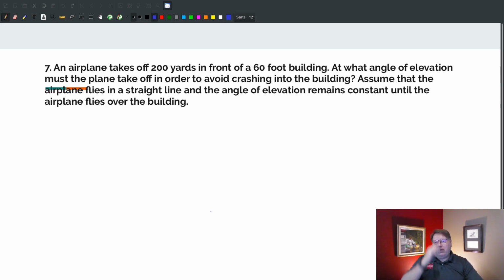Here's another airplane problem. I think this is our last problem, but this says an airplane takes off 200 yards in front of a 60-foot building. So let's draw this out. We have a runway here. Okay, so we have this runway, and we have a 60-foot building. So we're going to draw our building here.